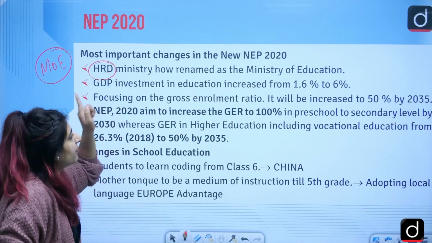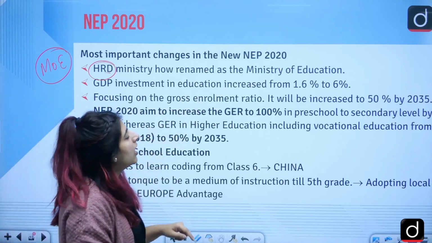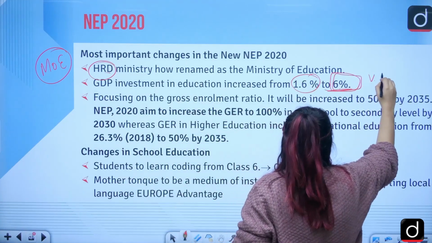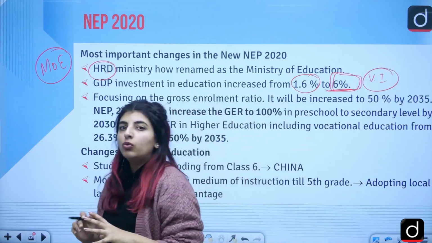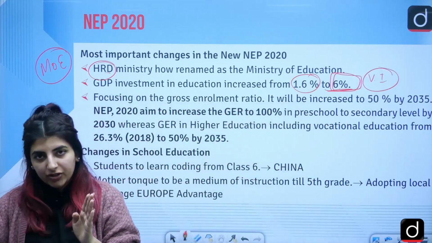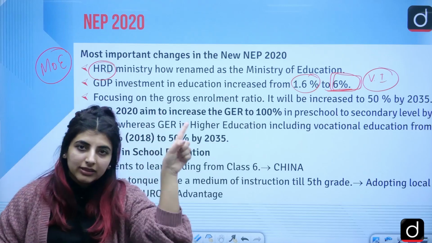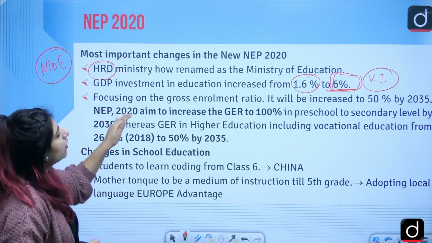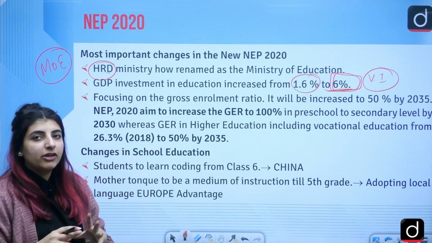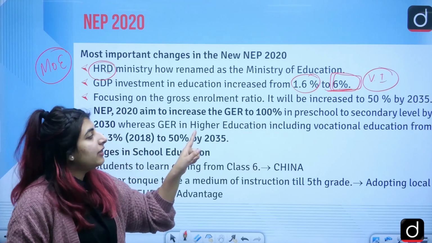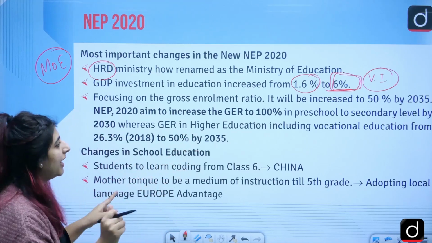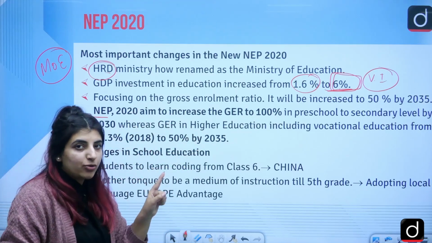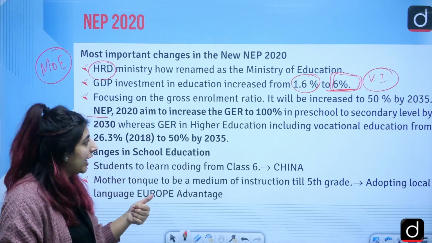GDP investment in education increased from 1.6% to 6%. Very important point, so try to make notes, right? GDP investment, education sector, 1.6 to 6%, right? I have tried to make it easier and briefer for you all. Focusing on the gross enrollment ratio, right? Anything related to primary and secondary education, it will be increased to 50% by 2035, right? So 50% gross enrollment ratio in higher education by 2035.